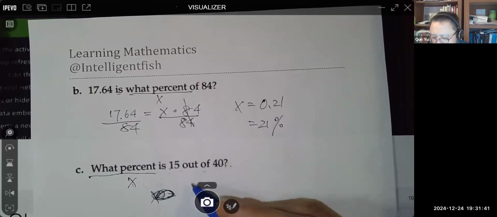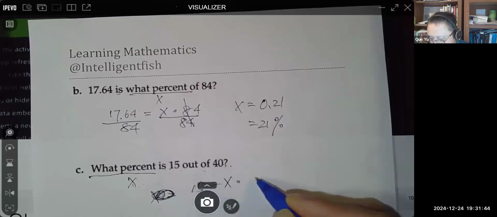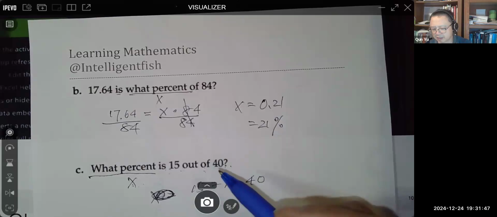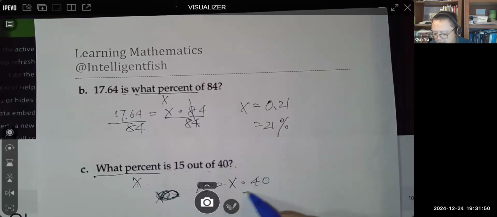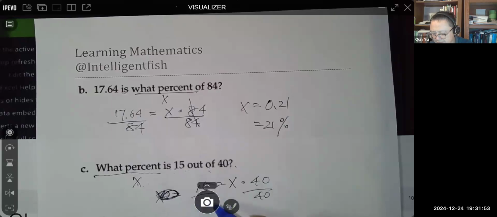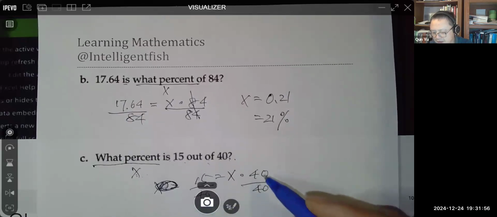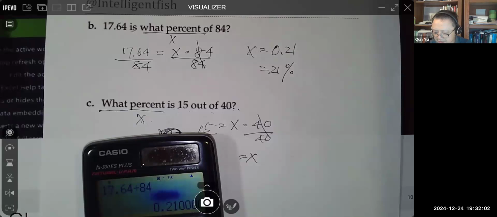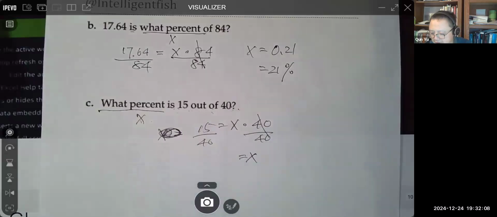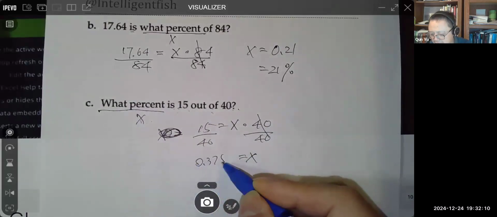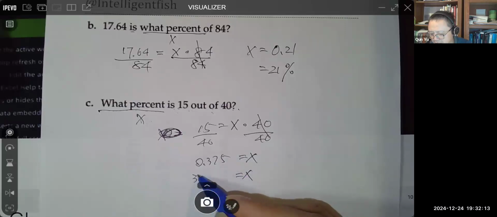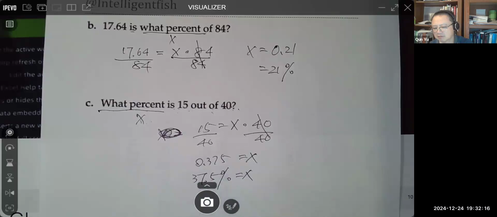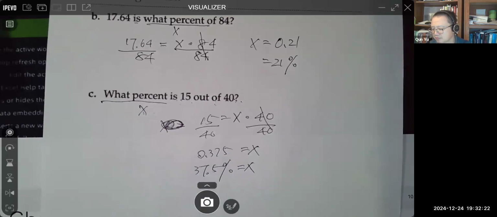It is similar to that. 15 is X percent of 40. 40 is the whole thing, 15 is the part, this is the percent. So we divide by 40 on both sides. Cancel out. 15 divided by 40. Let's do the calculation part. 0.375. When we move 2 digits to the right, 37.5%. So 37.5% is 15 out of 40. And that's all for this video.